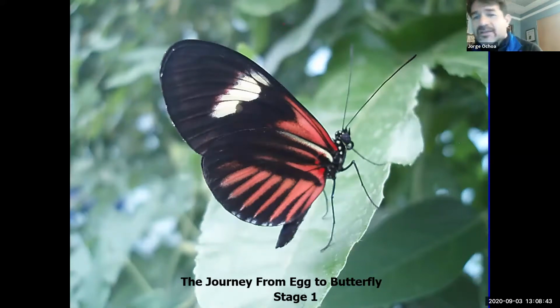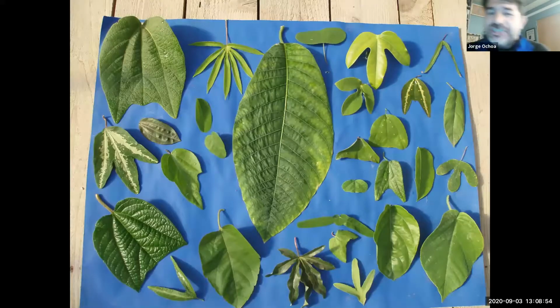So knowing that the butterflies are looking for the plant, the plant had to evolve something to defend itself. And that is by changing the leaves. So passion flowers, passion vines have one of the biggest diversities in leaves, and that is because they have to keep hiding from the butterflies.